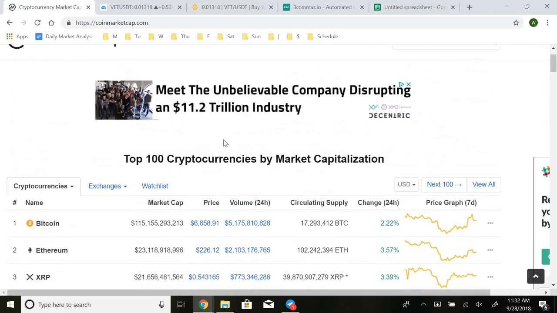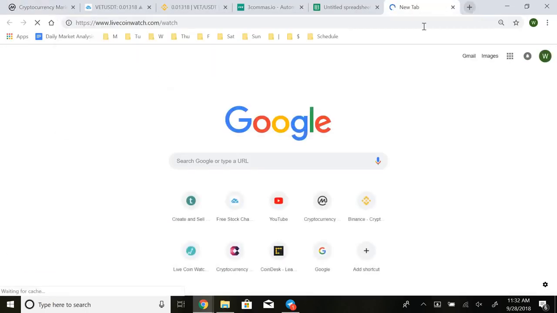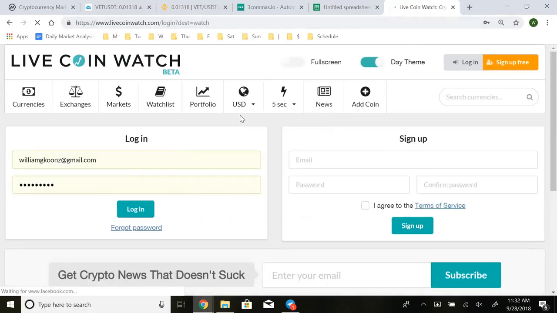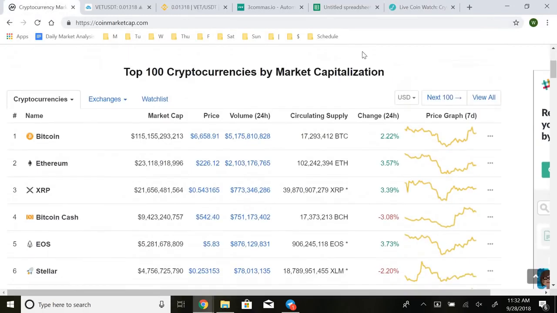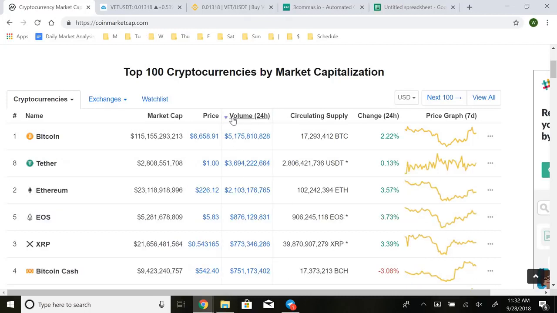So now that we've done that, what you want to do is actually go ahead and make a watch list. You can either do this on CoinMarketCap or on Live Coin Watch. This is the website I use for my watch list. What you're going to be doing is sorting by volume every day. I'm not going to show you my watch list because that's for my private group, but basically every day for your watch list, you want to sort by volume, right? We discussed this in the first video, and I'm not going to repeat the reasons why.